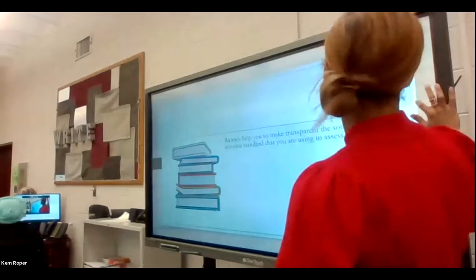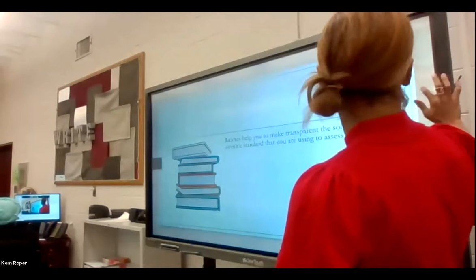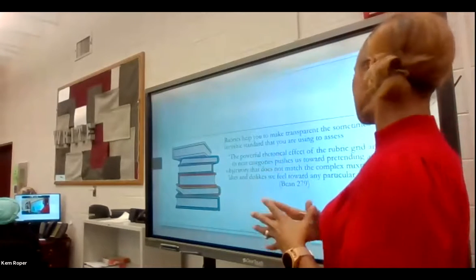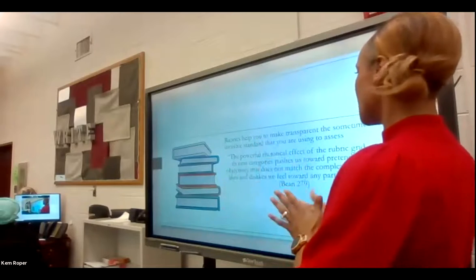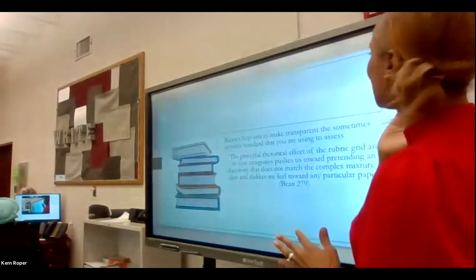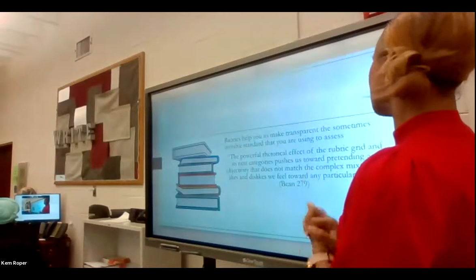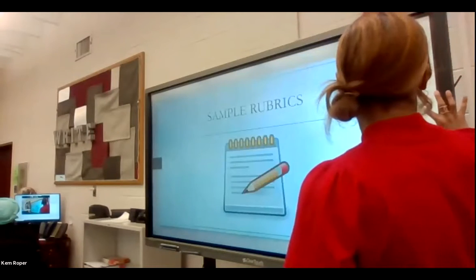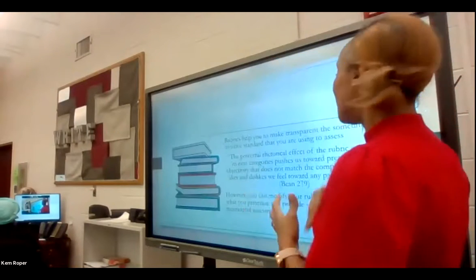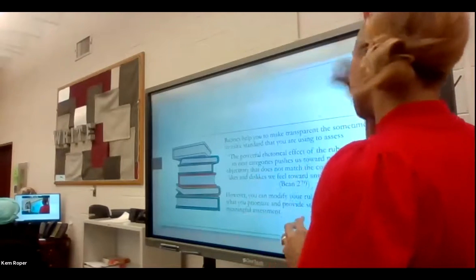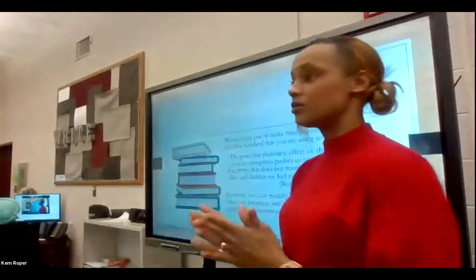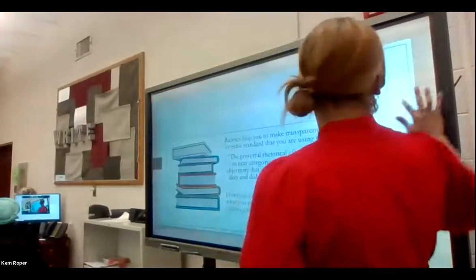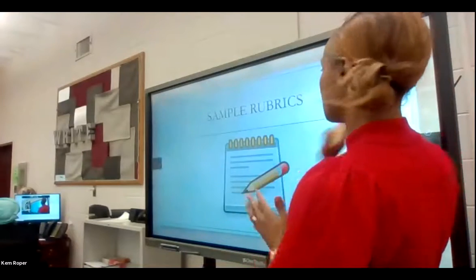So rubrics help you to make transparent the sometimes invisible standard. However, the powerful rhetorical effect of the rubric grid and its neat categories pushes us towards pretending an objectivity that does not match the complex mixture of likes and dislikes we feel toward any particular paper. So there's always going to be that. Go back. However, you can modify your rubric so that it reflects what you prioritize and provide students with meaningful assessment. And that is what is really important. Meaningful assessment, which is what we're talking about.